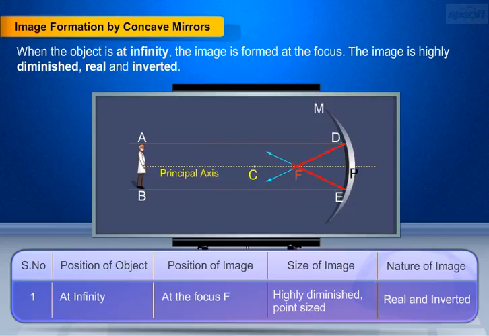Here we can see that the image formed is not visible, meaning the image size is highly diminished, and the image is formed at focus F. So, when the object is placed at infinity, the image is formed at the focal point or principal focus F. The image formed is highly diminished, real and inverted.